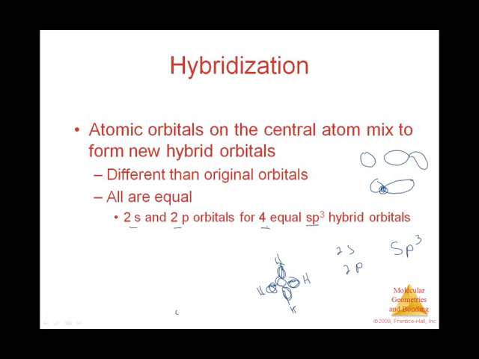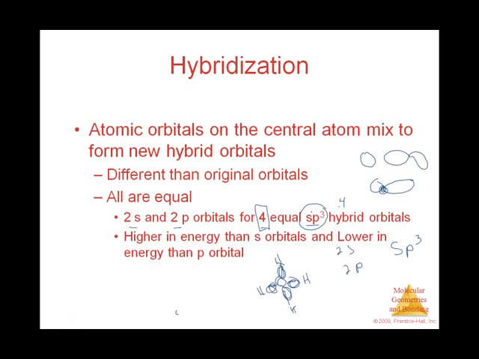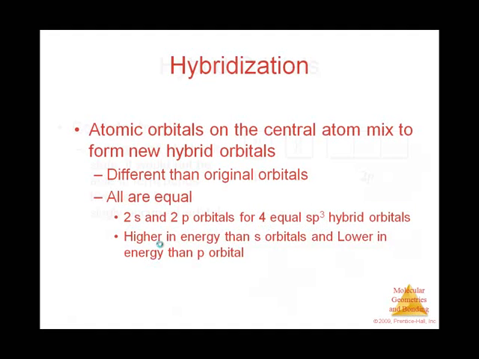And it turns out this number 4, if I have 4 bonds around the central atom, I want the superscripts here to add up to 4. So I've got s is 1, p is 3, so this adds up to 4. So I have 4 sp3 orbitals. So let's take a look at what that means. Now, these sp3 orbitals are higher in energy than the s orbitals, but lower in energy than the p orbitals.